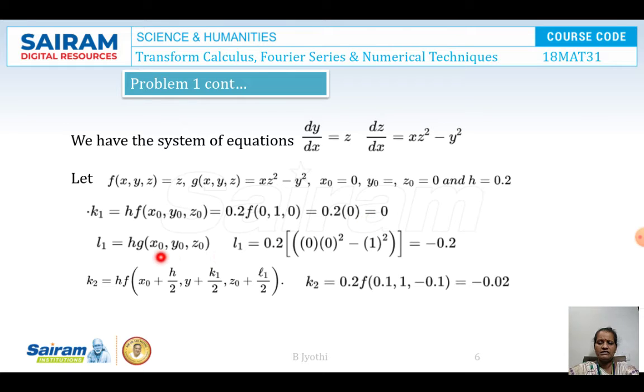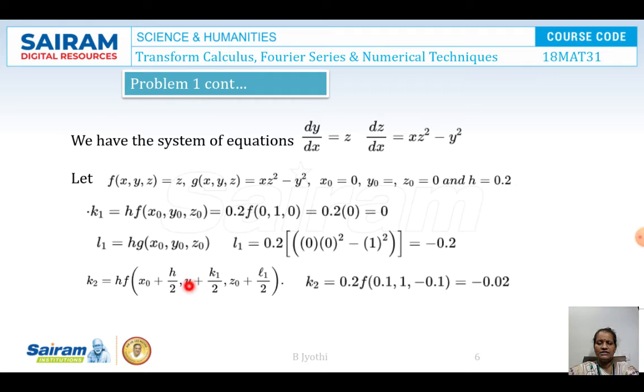And L1 is given by h into g of x naught, y naught, z naught. So that is 0.2 into g function. The g function is x z square minus y square. Here x value is 0 and z is also 0, that is 0 square, minus y square, that is 1 square, which gives us minus 0.2.